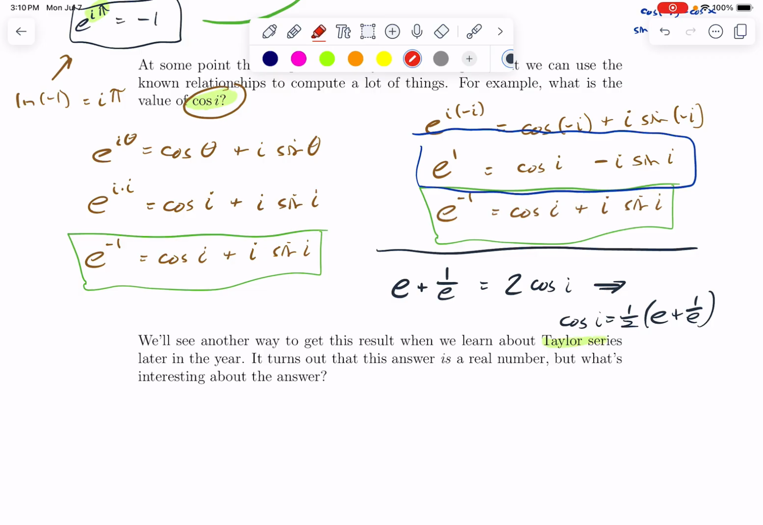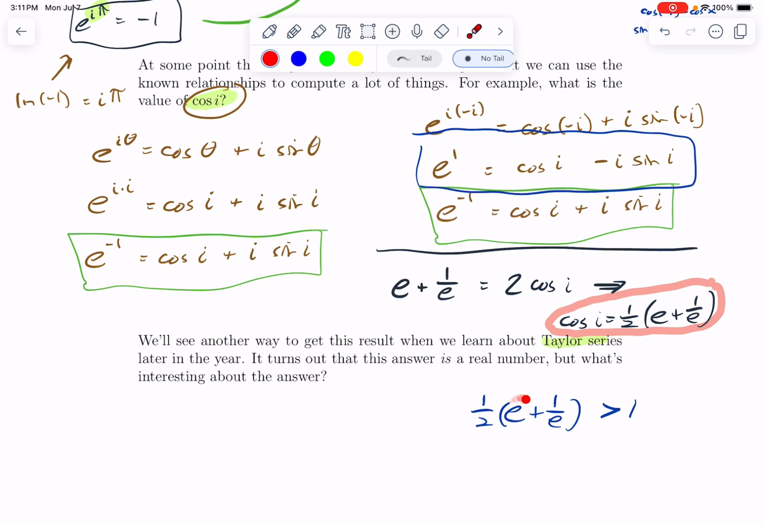And I want you to just look at this, and maybe even pull out a calculator. Look at that value, 1/2 of e plus 1 over e. So first of all, we'll note that's a real number. There are no i's on the right side of that equation, so we are getting a number in the usual sense. But what's interesting is that this number is bigger than 1. e is about 2.7, its reciprocal is about 0.4. This comes in around 1.5, but it's bigger than 1.